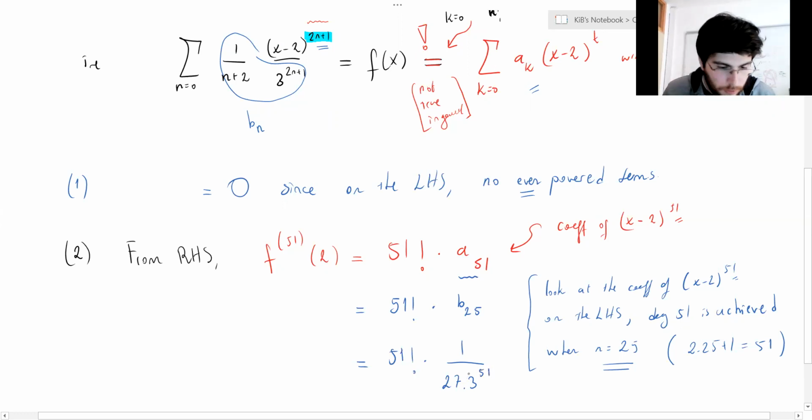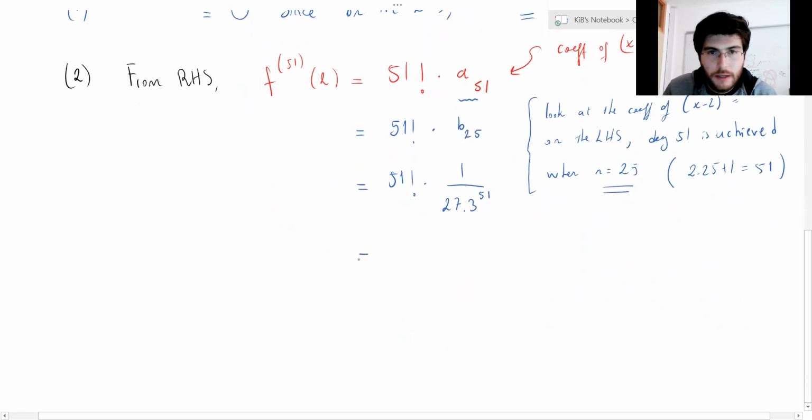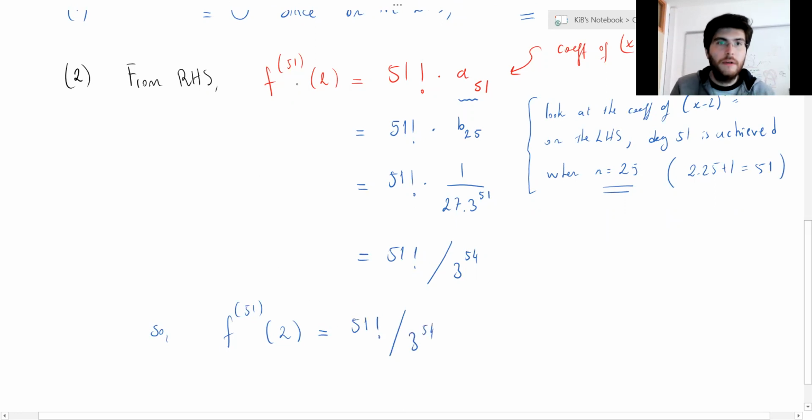Yeah, I guess that's all. So we are done. Actually, we can reorganize everything if you want: 51 factorial divided by 3 to the 54. So that derivative evaluated at 2 is obtained just by comparing the left-hand side and the right-hand side. Accordingly, we have something like this. And that's all.